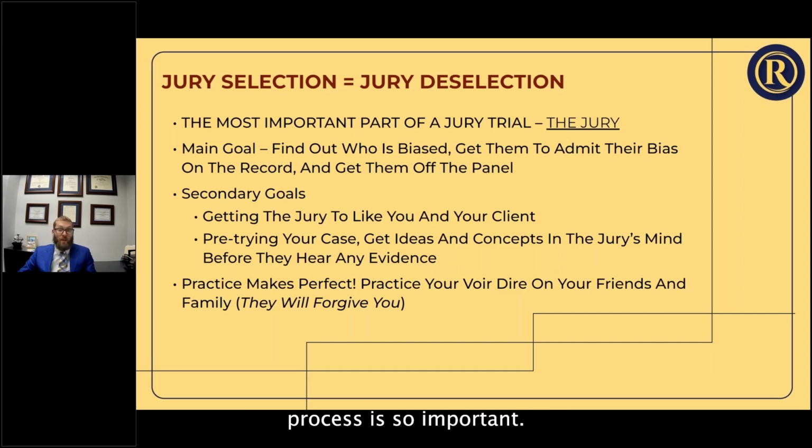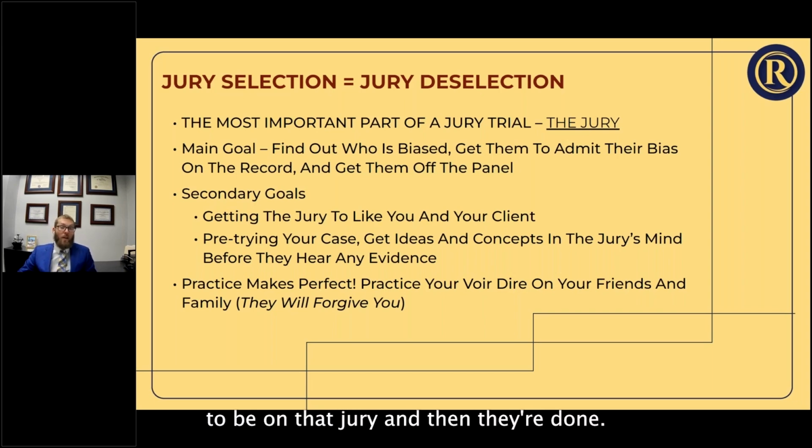But the main goal is going to be to find out who is biased, get them to admit their biases on the record, and then get them stricken for cause. That's the main goal of jury deselection, is to figure out who you do not want on your jury, find a reason that they are not allowed to be on that jury, and then they're done.